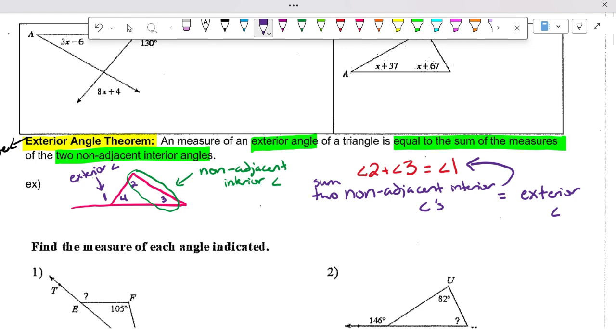Now, another great thing about the exterior angle theorem is, what's true about angle 1 and angle 4? They're supplementary. So sometimes if you don't have enough information to use the exterior angle theorem, you do have enough to at least use what we know about supplementary angles, which is just angle 1 plus angle 4 is equal to 180 degrees.